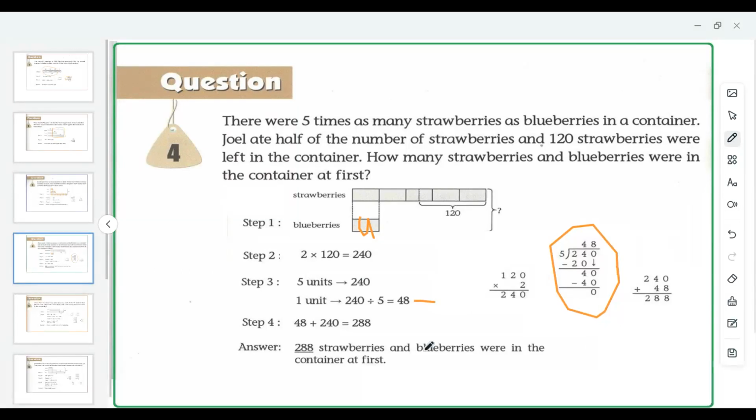Then plus this 240. This 240 is how many units? We just calculated 5 units there. 1, 2, 3, 4, 5. Okay, so we get 288. We worked it out from here. The answer is 288 strawberries and blueberries were in the container at first. Okay, now let's have a look at number 5.